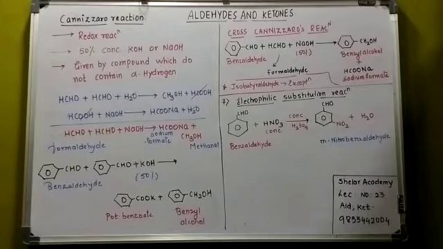Now, the same reaction takes place with benzaldehyde. I have taken KOH instead of NaOH. What is it converted to? Potassium benzoate and benzyl alcohol. So, these are the products. The reaction you can write in a similar way as we have written the reaction above.